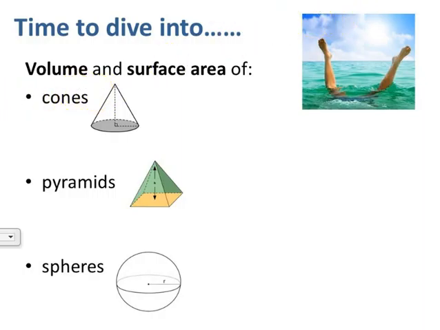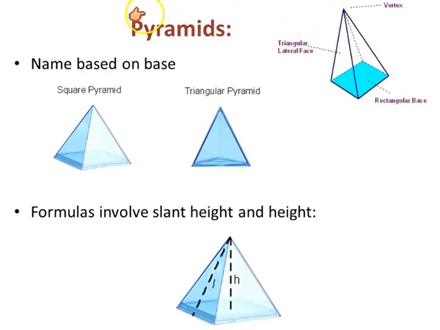All right, so this week we're going to dive into finding the volume and surface area of cones. That's that shape just like an ice cream cone you would hold in your hand. Pyramids. Pyramids have different bases and then triangle lateral faces that meet at a point, and then spheres just like a basketball. So let's jump right in and look at pyramids.